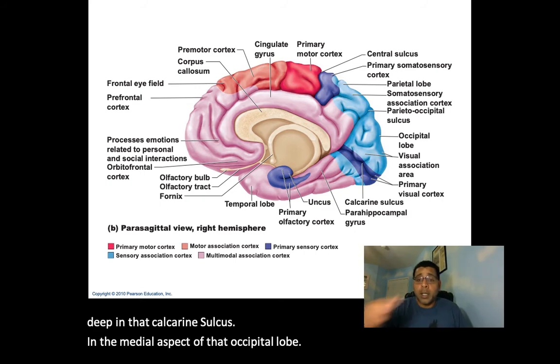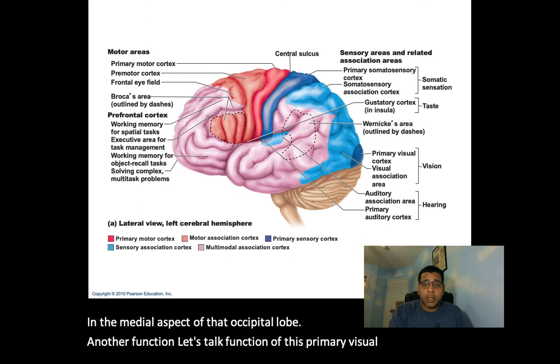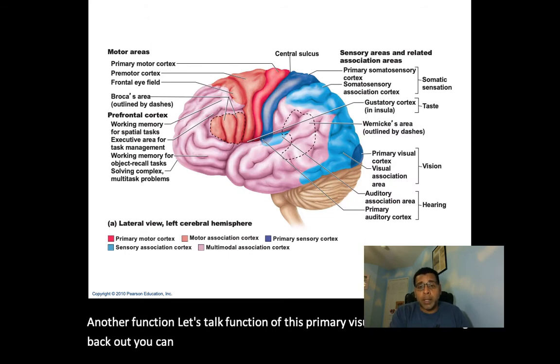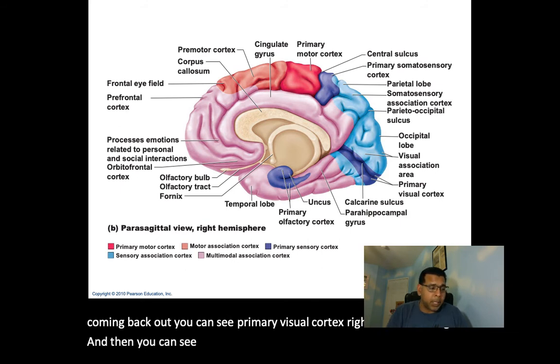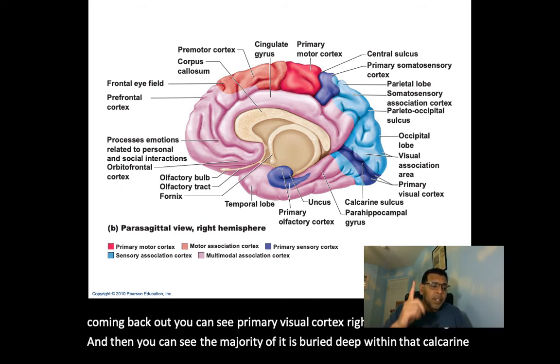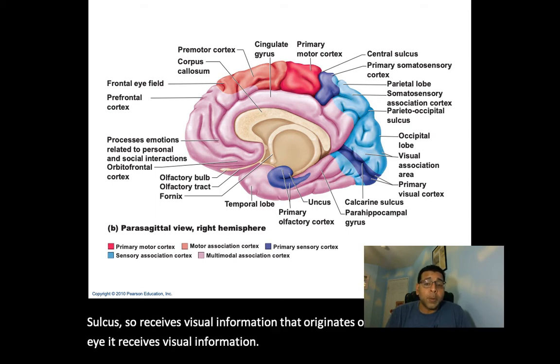Now the function, let's talk function of this primary visual cortex. Coming back out, you can see primary visual cortex right inside of there again, and the majority of it is buried deep within that calcarine sulcus. It receives visual information that originates on the retina of the eye.